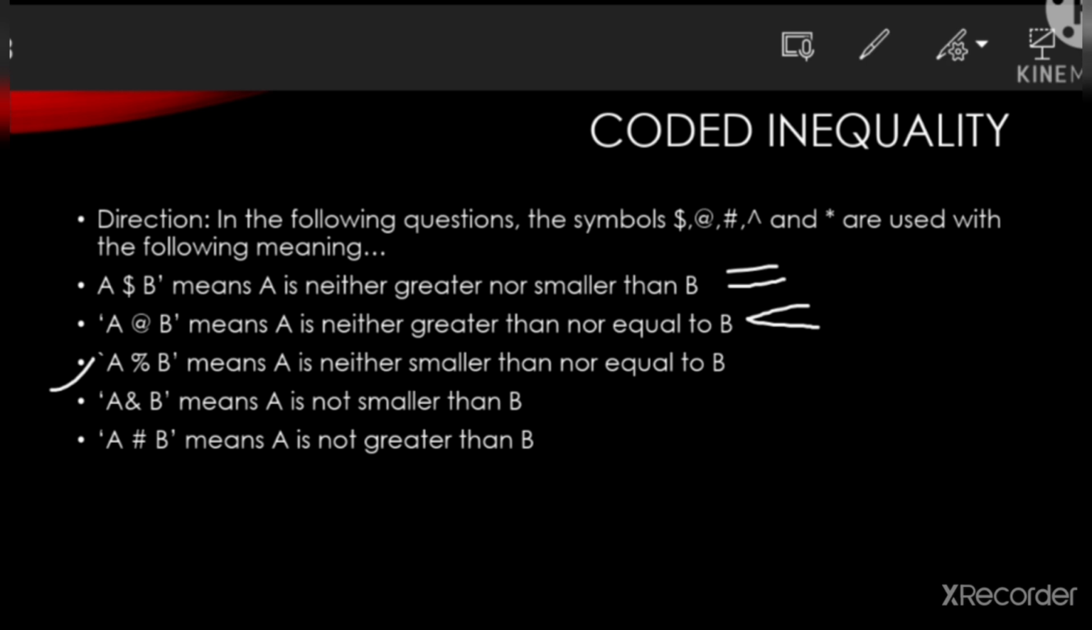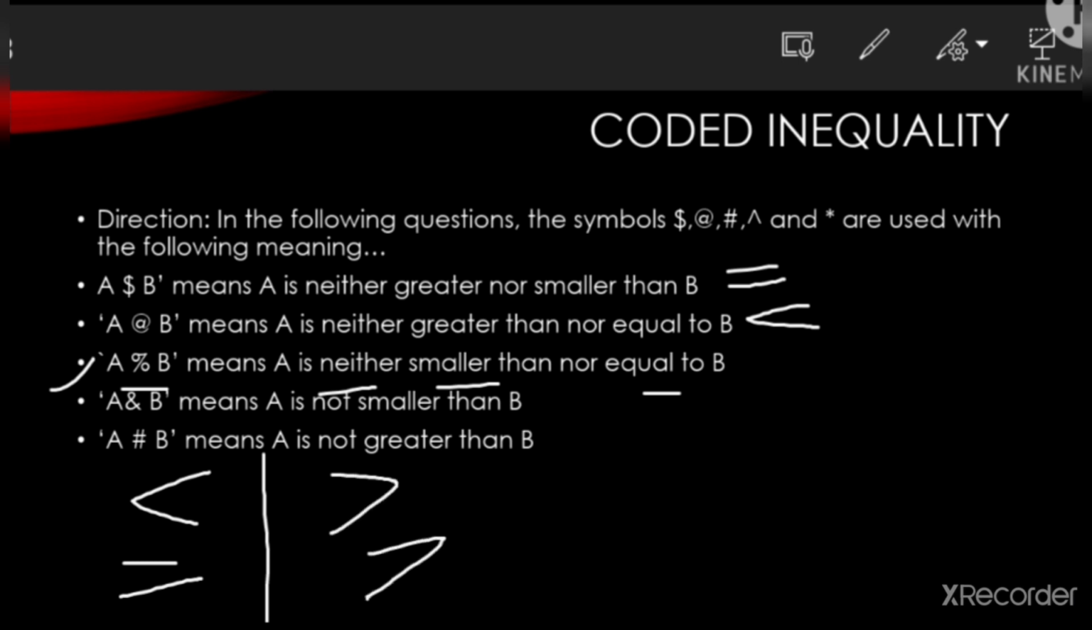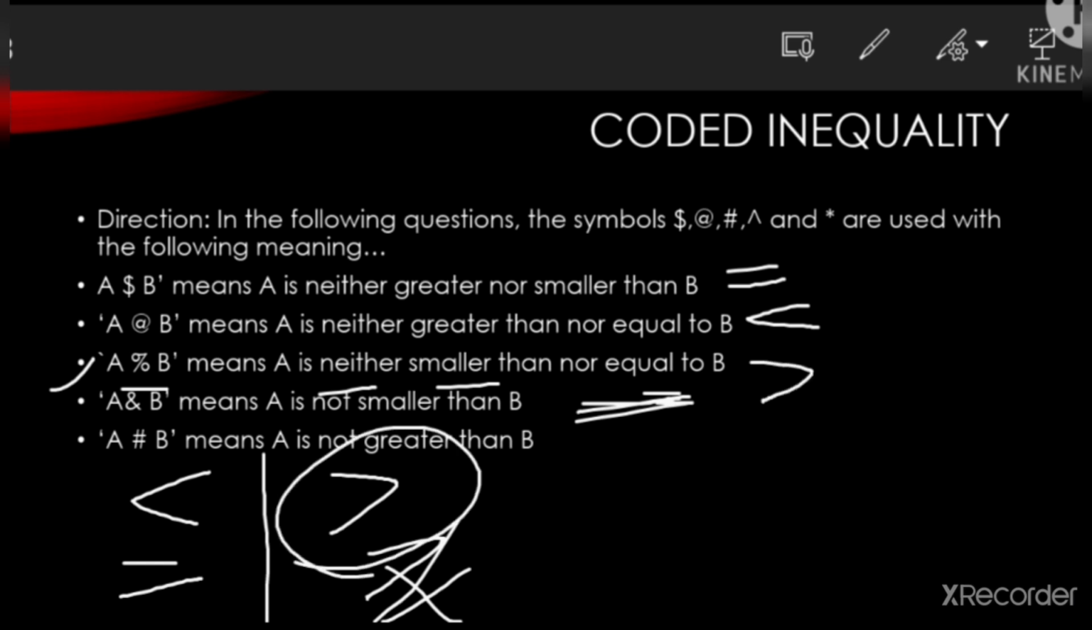Next it says A % B means A is neither smaller nor equal to. If it is neither smaller nor equal to, what signs are we left with? We are left with greater than or greater than or equal to. But again it says nor equal to, so the equal to sign should not be there, so which is left? Greater than. Fine. So this will be greater than.